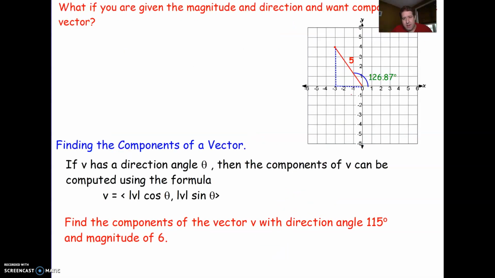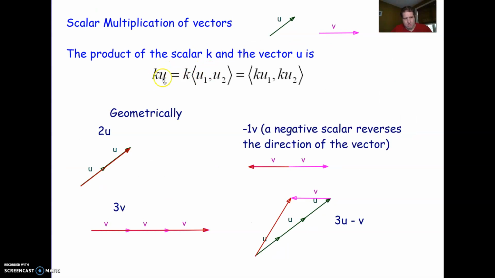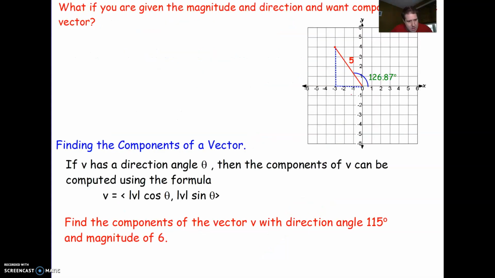Notice what I didn't go over. K times U, that's your scalar. That's what you're multiplying by. So if you're multiplying something by a vector, all you have to do is multiply, just like the distributive property. So you're multiplying K times the first number and the second number, as you can clearly see in the directions.